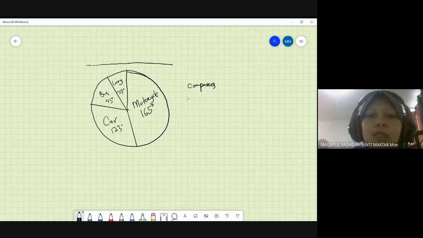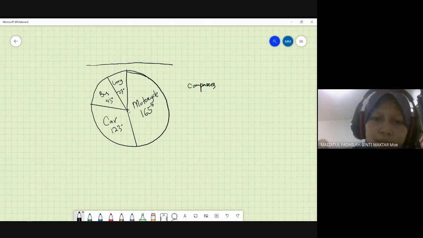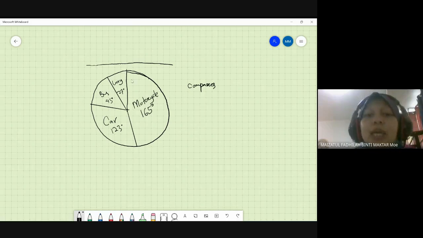So for this one, first mark the middle here, draw a circle. Then measure using your protractor. Draw carefully and please label each angle of the sector. Then put the name of the pie chart. Alright, does anyone have a question for this one?